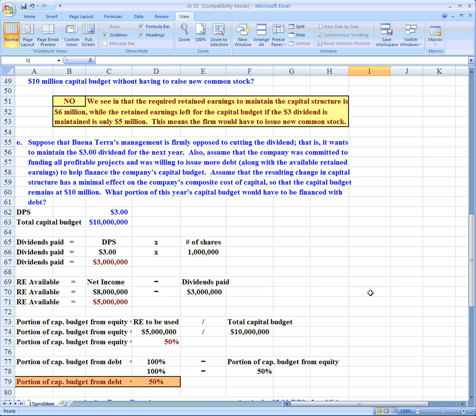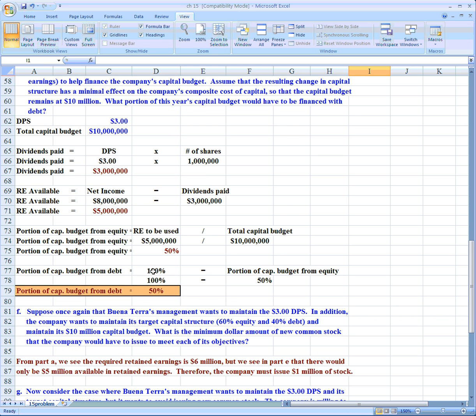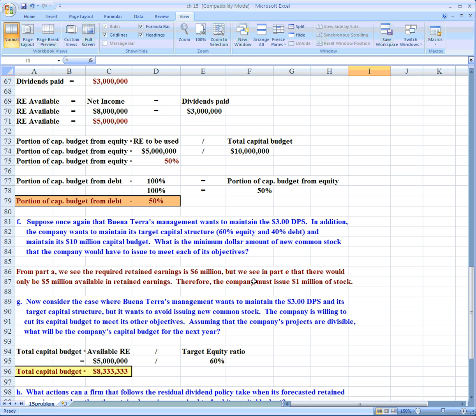So here's our dividends per share and our total capital budget. We have to pay $3 million total in dividends, by taking the $3 dividend per share times 1 million shares. We have our net income of $8 million, subtract our dividends paid, so we're going to have $5 million for retained earnings. So $5 million divided by our $10 million capital budget means that we can have 50% equity, and therefore we'd have to have 50% debt, which is 100% minus our portion of equity. So we have 50% equity, 50% debt. That would be our capital structure in that case.